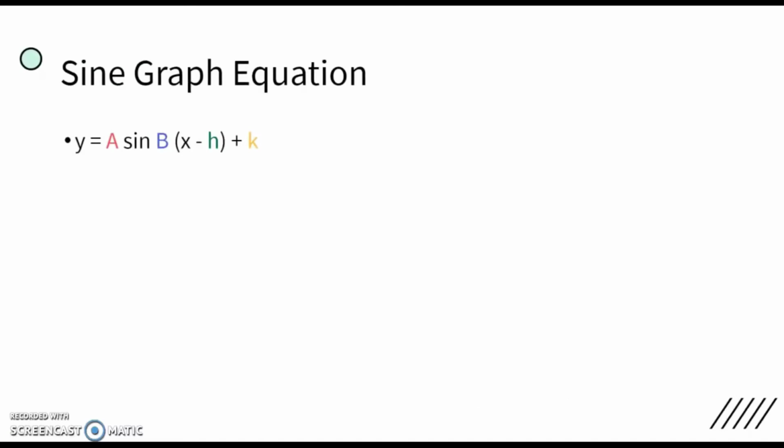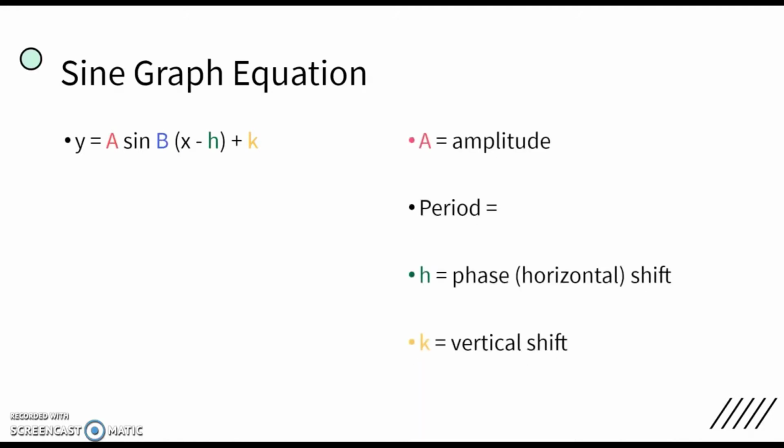Here we have a sine graph equation: y = A sin(b(x - h)) + k. So A is the amplitude. To find the period, you need the equation 2π over b. H is the phase or horizontal shift, and k is the vertical shift. But we are only focusing on A and b today.